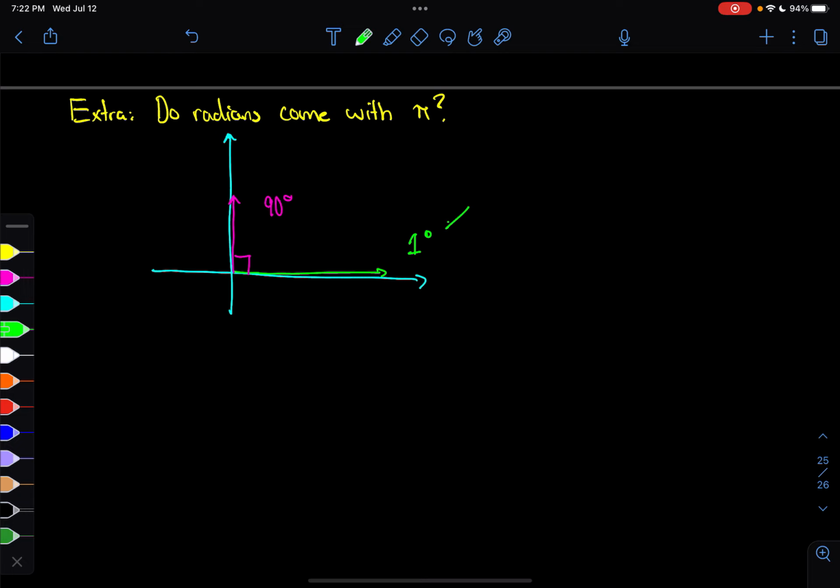If this in green is 1 degree, then someone else could also have said that this in brown is pi degrees, right? This is 3.1415926 degrees. If someone defined that 1 degree was the thing in green, then pi degrees would just be 3.14 multiples of that, okay?